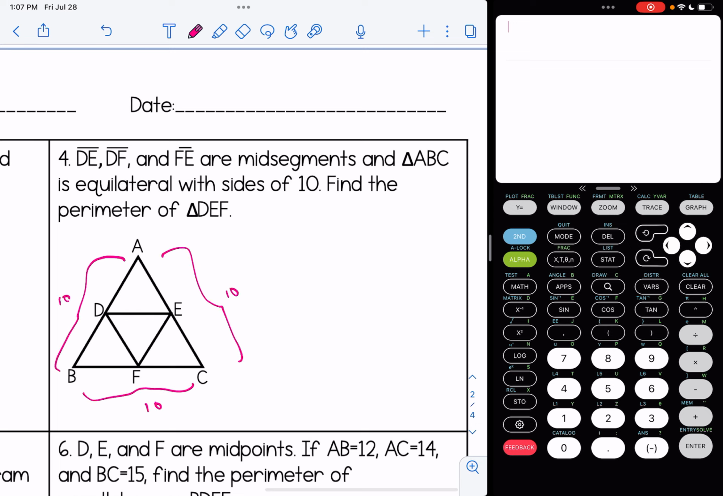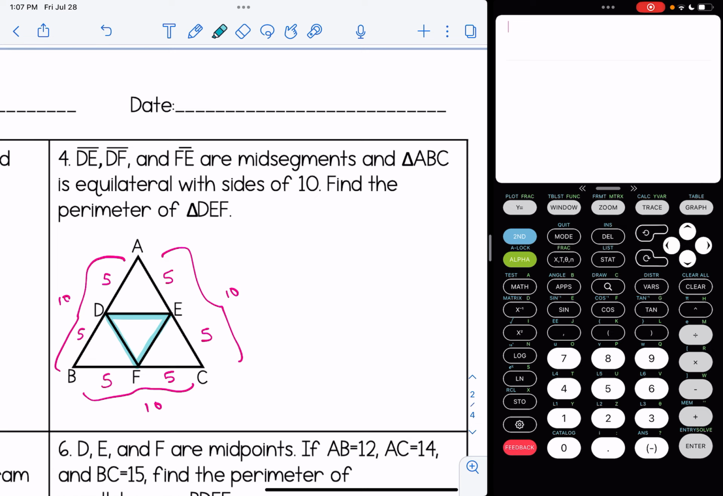And what I'm also going to do is split that. Since we have midsegments, I'm going to put all these 5s in here. All right, we want to find the perimeter of triangle DEF. So I see perimeter, and I'm going in with my highlighter to mark off those sides. And I notice I have none of them in this problem.